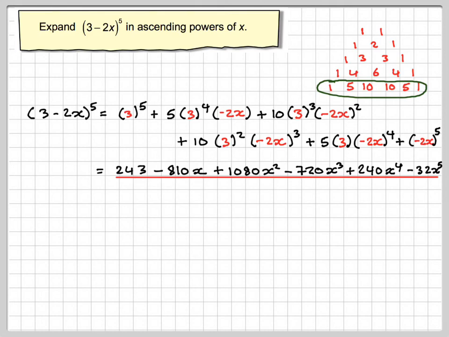So this has been a video to show you how to expand (3 minus 2x) to the power of 5 in ascending powers of x using the binomial theorem and Pascal's triangle.